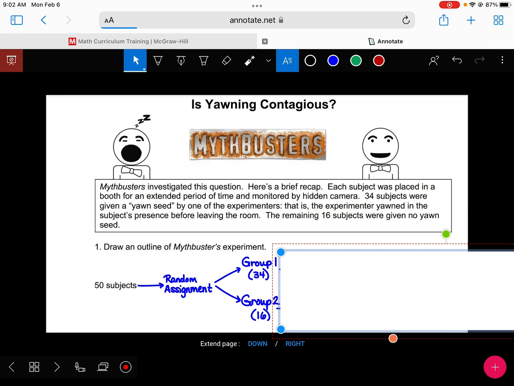Why didn't they decide to split them up evenly? I don't know, but they didn't. As long as you use random assignment, it's okay. What condition did they give group 1? The yawn seed. What about group 2? No yawn. So which one is our control group? Group 2. Group 2 is our control.